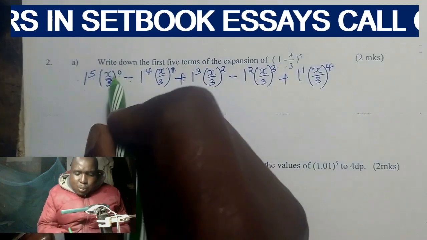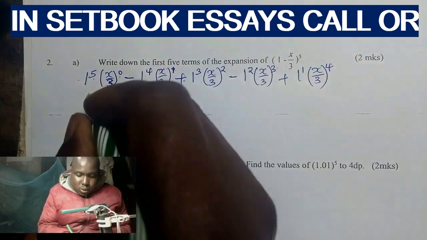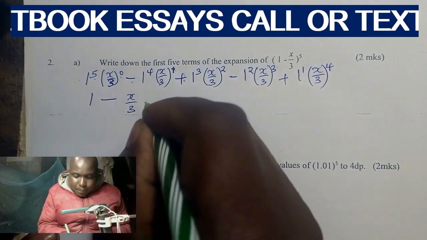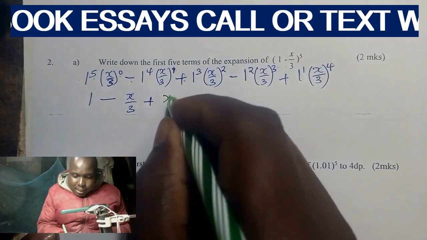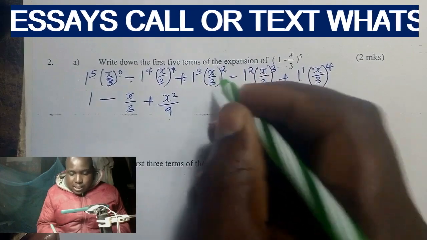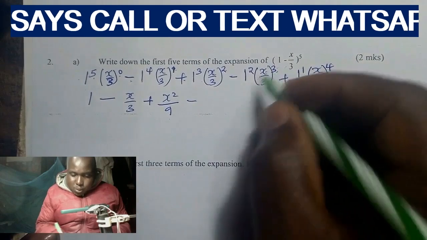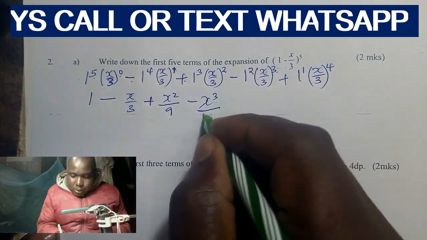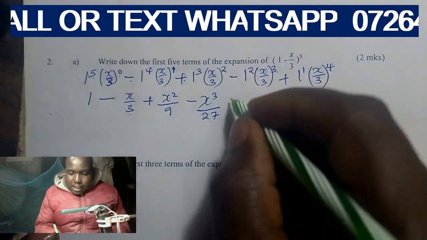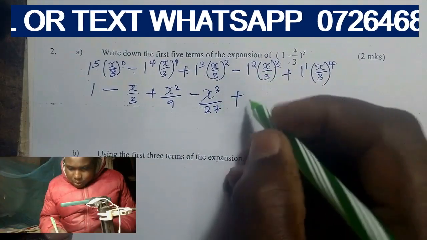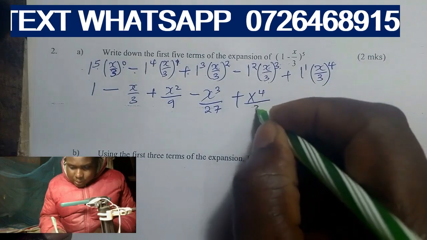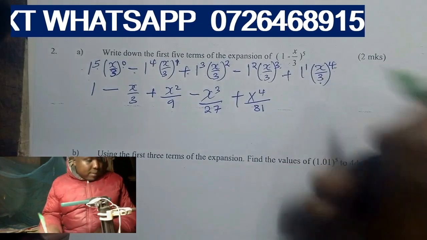Then from there, anything raised to power 0 is 1. So this is going to be 1 minus x over 3 plus x square over 9. When you square x, this squares this, this squares this. Then minus x cube divided by 27, because the cube of 3 is 27. Then plus x raised to power 4 over 81. 3 raised to power 4 is 81.